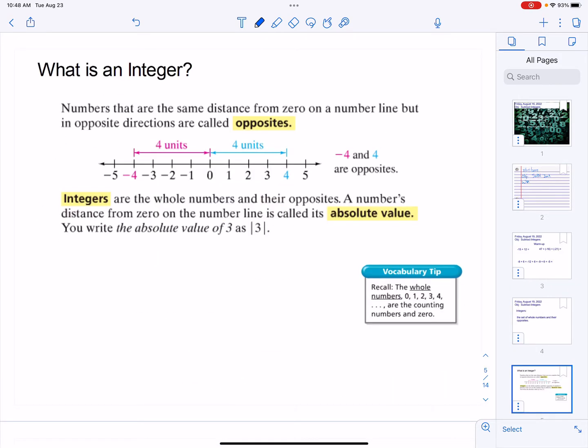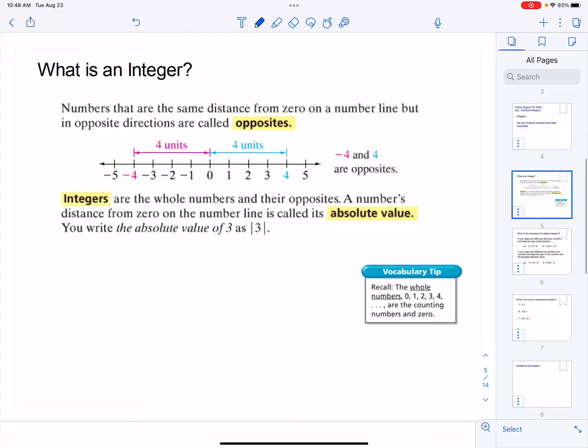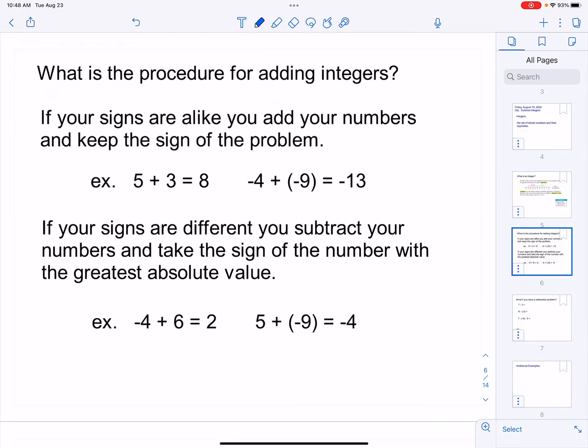The other day when we were doing addition, we went back and reviewed opposites, and that means they're two numbers that are on different sides of zero, but they're the same distance away from zero. And we talked about absolute value, and absolute value is the distance a number is from zero, and distance is always positive.